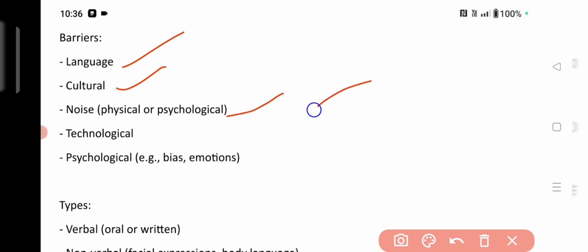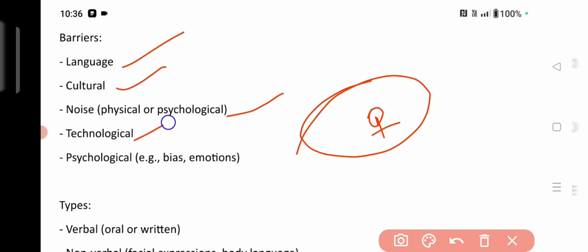And the noise, the background noise, everything that the sender or the receiver is having. So technological issues, network issues, everything, psychological bias, emotions, everything.